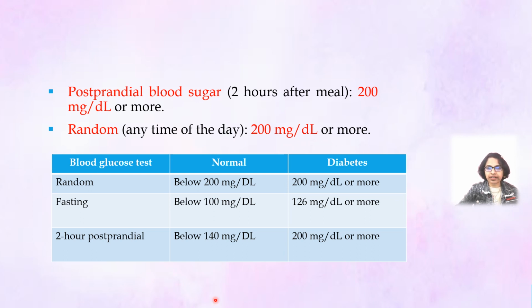Here we can see the diagrammatic representation of the blood glucose level. In the blood glucose test, what kind of investigations are there? Random testing, fasting testing, and 2-hour postprandial investigation. Normally the patient has to manage his blood sugar level below 200 milligram per deciliter for random. If it is fasting, below 100 milligram per deciliter. If 2-hour postprandial, below 140 milligram per deciliter. If the patient has diabetes, the ranges may be higher. In the random condition, 200 milligram per deciliter or more. Fasting condition, 126 milligram per deciliter or more. Then 2-hour postprandial, 200 milligram per deciliter or more.